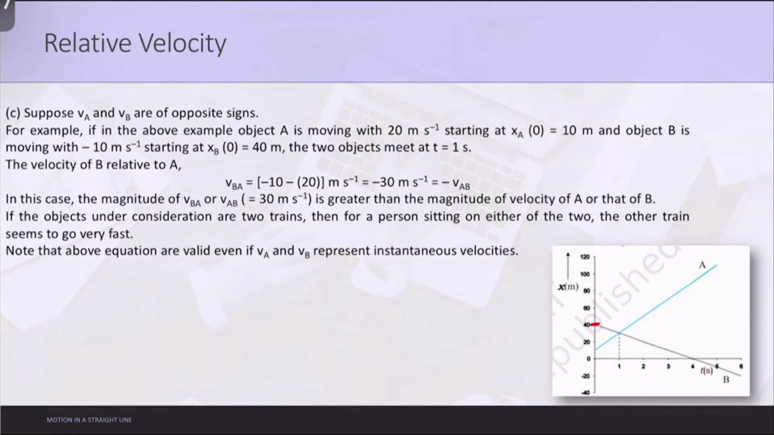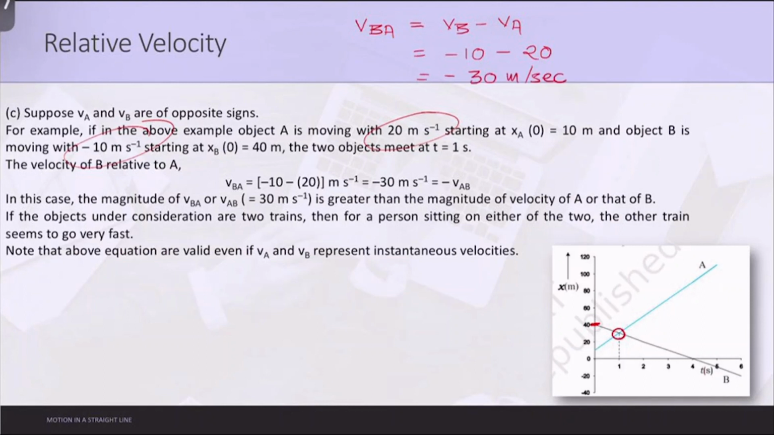Okay. So the two objects meet at t equal to 1 second. As you can see, this is the location at which they meet. The velocity of B relative to A is what? So just simple. Don't be hesitant while calculating the relative velocity. Just use the simple formula and you are good to go. What is VB? VB is given in the question as minus 10. So it's minus 10 minus the velocity of A, that is plus 20. So VBA is minus 30 meters per second.